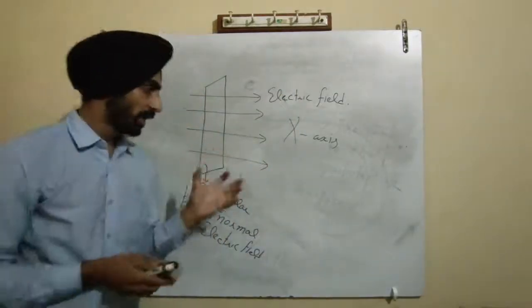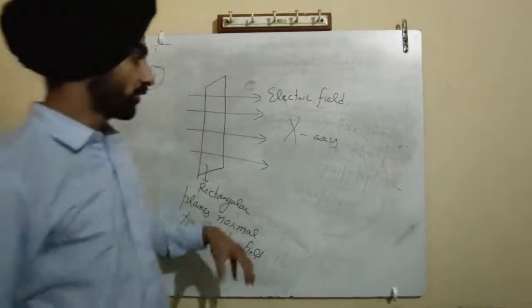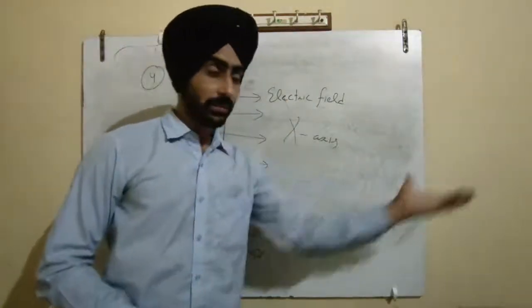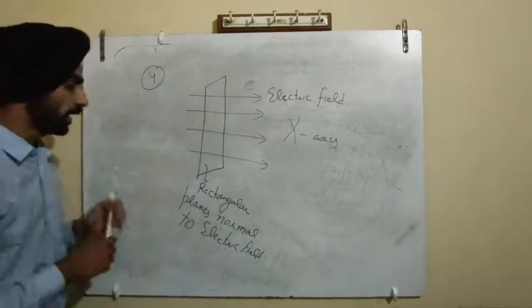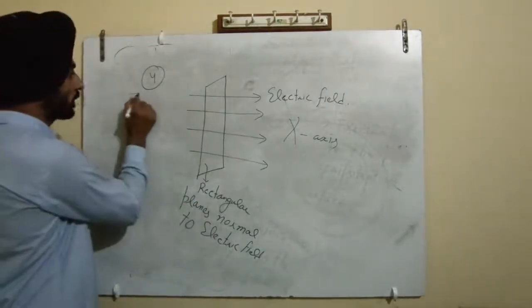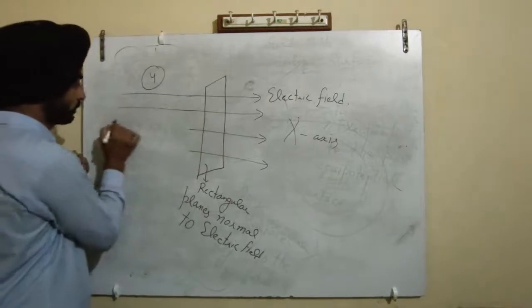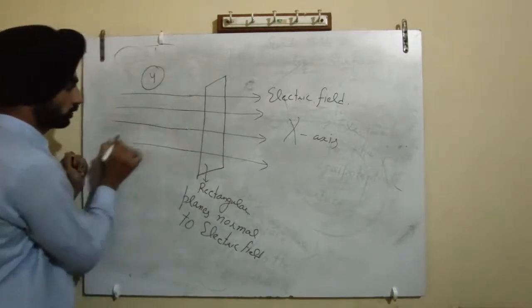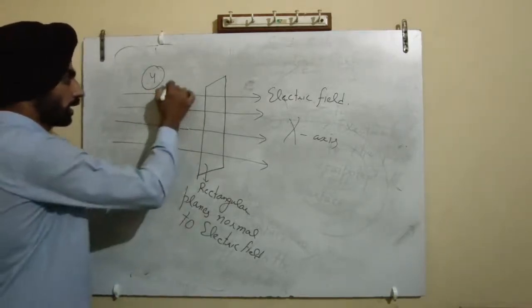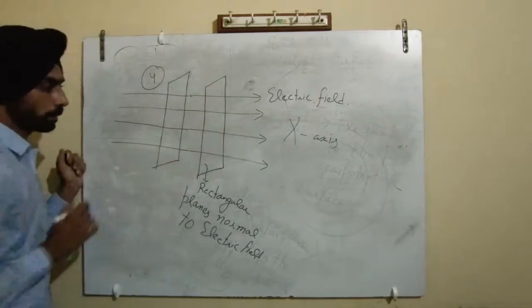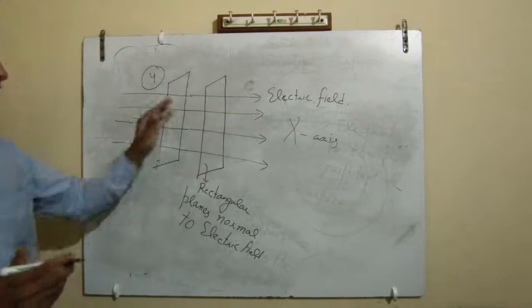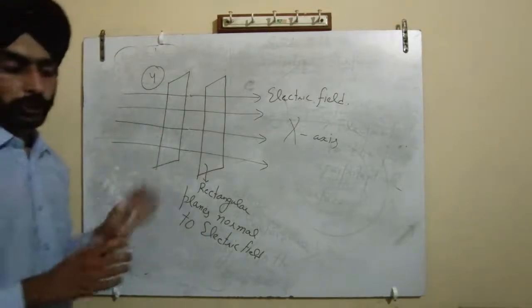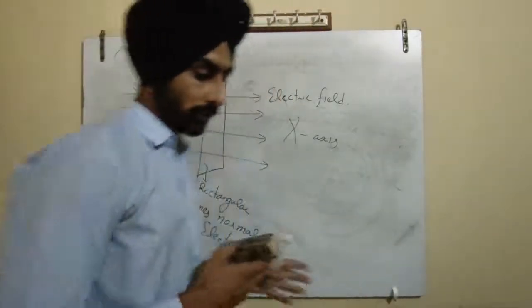A question can be asked: if the electric field is along the x-axis, what will be the shape of the equipotential surface? You will say the equipotential surfaces are planes normal to the electric field. So this is our fourth concept for today. Note down this concept. We are moving on to the fifth concept.